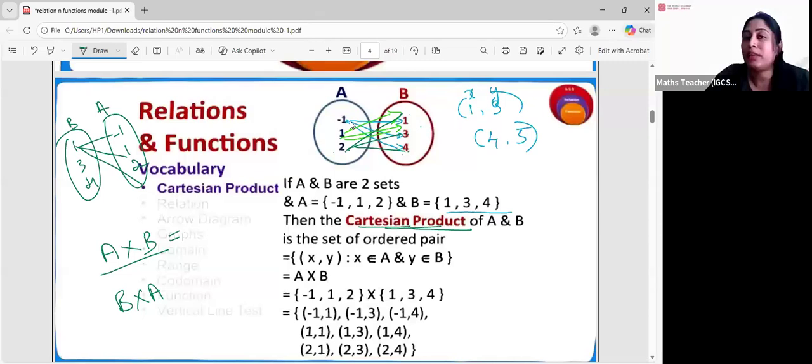Please understand, A cross B means you are relating all the elements of A to B. B cross A is you are relating all the elements of B to A. B from A and A to B. A to B, B to A. Correct? So this is the definition of Cartesian product.